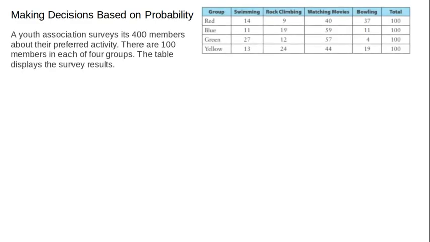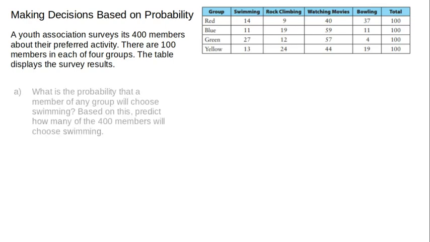Let's look at making decisions based on probability. Here's an example. A youth association surveys its 400 members about their preferred activity. There are 100 members in each of 4 groups. The table displays the survey results. What is the probability that a member of any group will choose swimming? Based on this, predict how many of the 400 members will choose swimming.